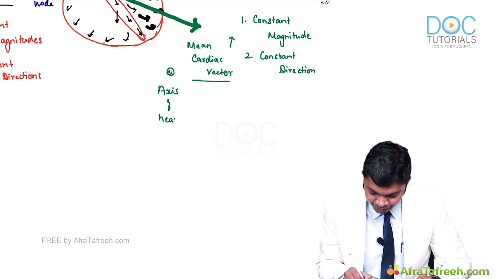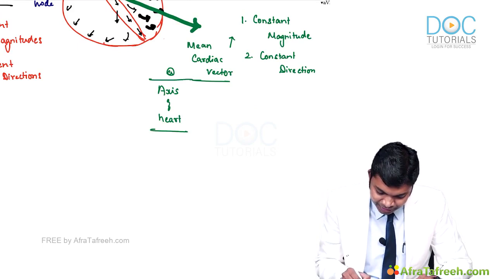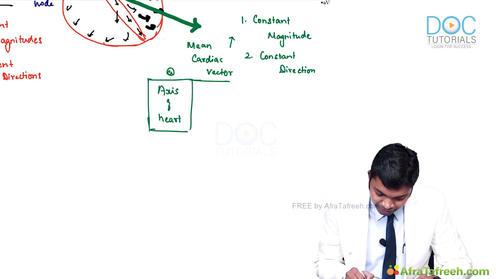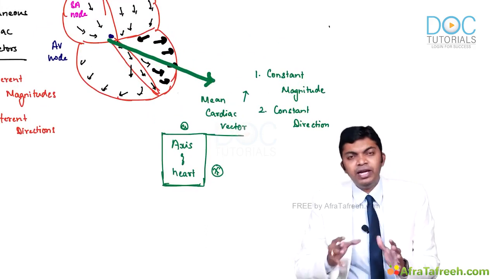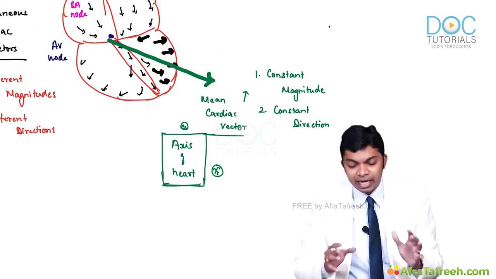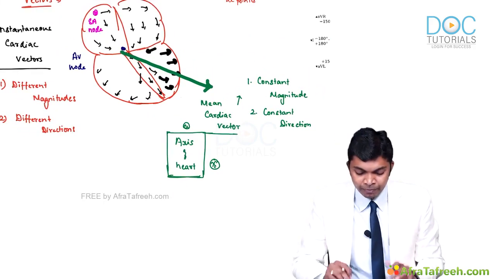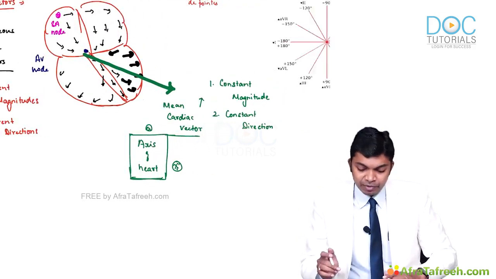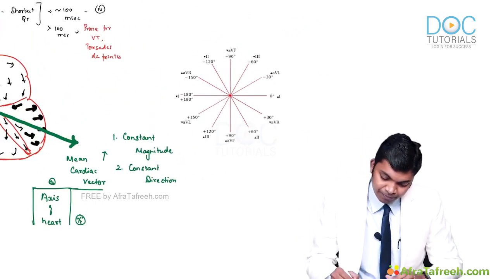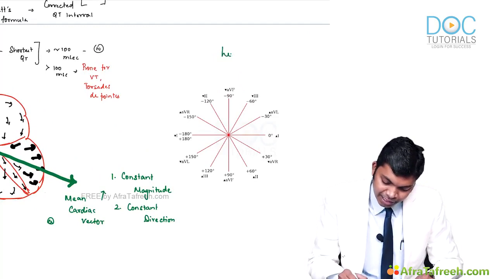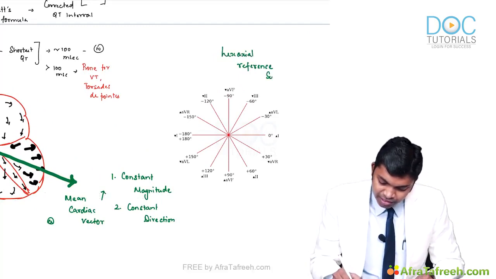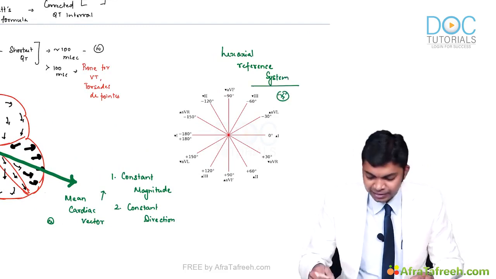Mean cardiac vector is nothing but the axis of the heart, doctors. Now, in order to find out in what axis the heart's electrical activity is happening, we use a separate diagram called the hexaxial reference system. So let us have a quick look at what the hexaxial reference system is and how it is constructed.